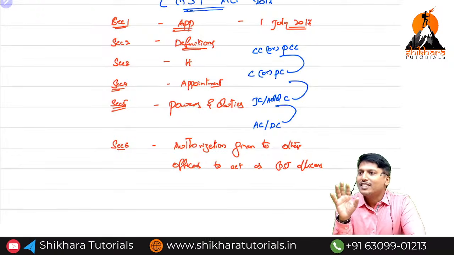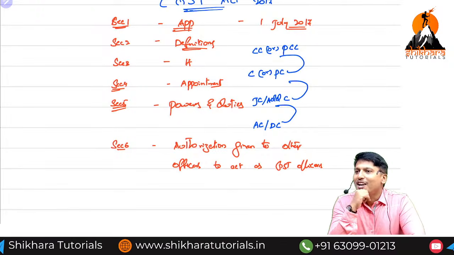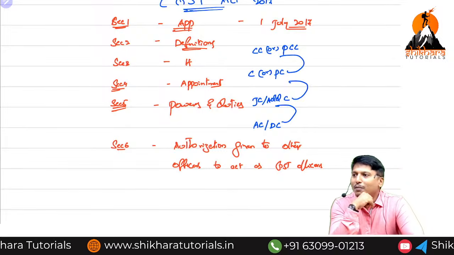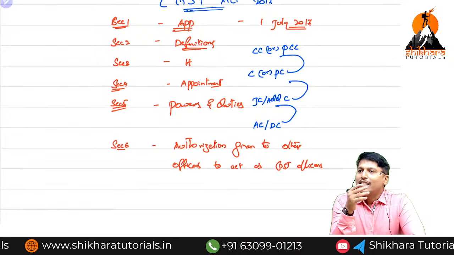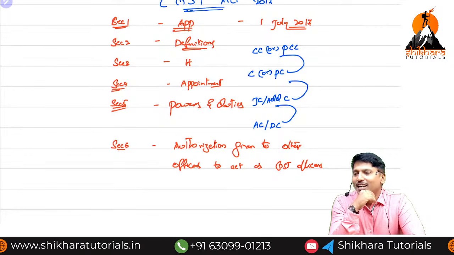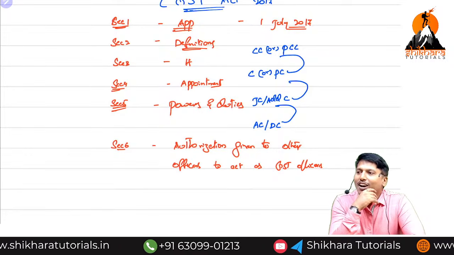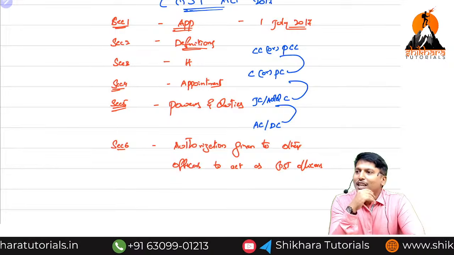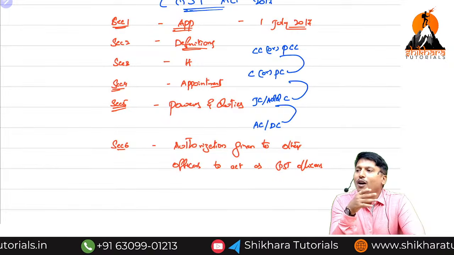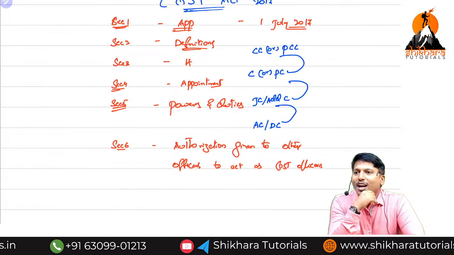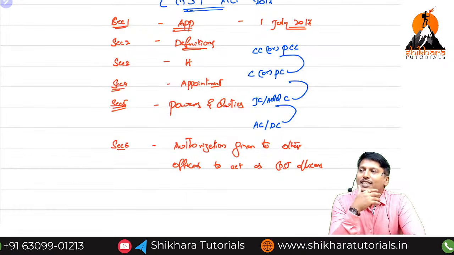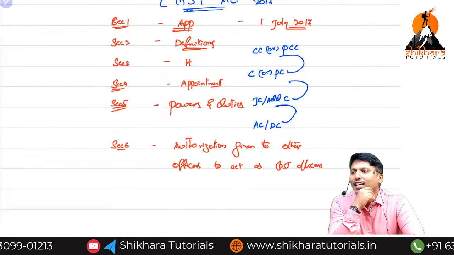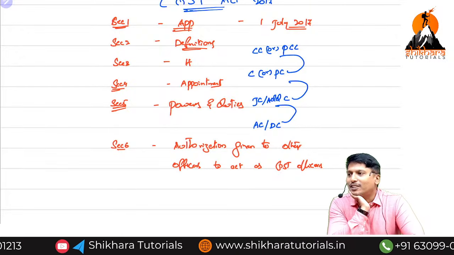But the first 6 sections: Section 1, applicability, applicable from 1st July 2017. Section 2, definitions. Section 3, hierarchy of officers. Section 4, appointment of officers. Section 5, powers and duties. Section 6, authorization given to other officers to act as GST officers.